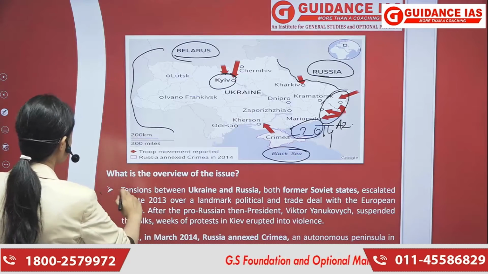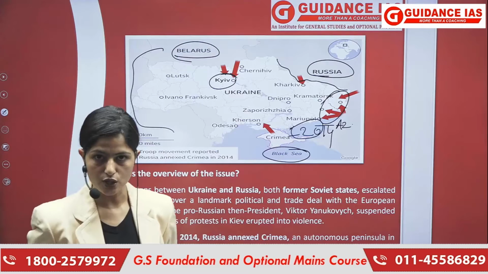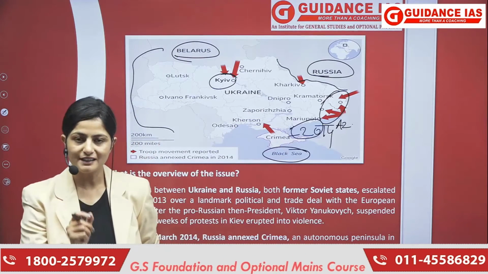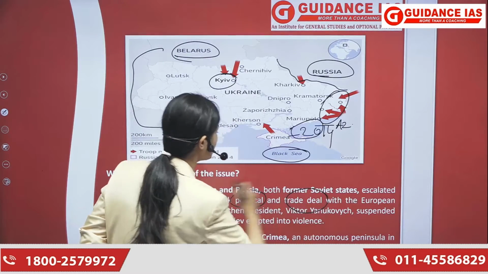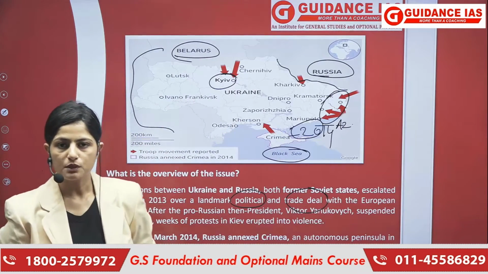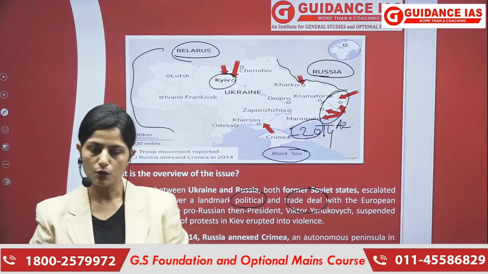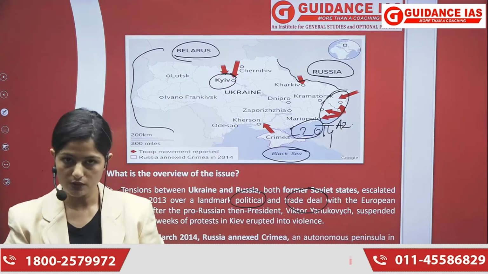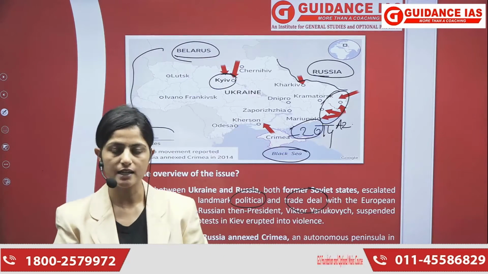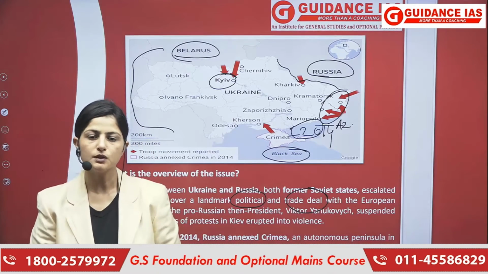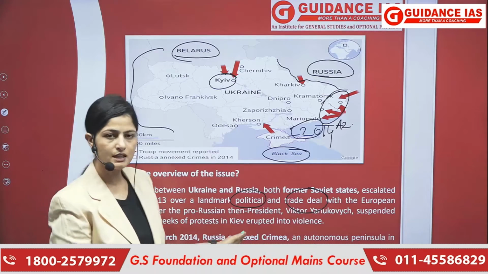The first one was in 2013. What happened? The tension escalated between Ukraine and Russia over a political or trade deal which was supposed to happen between Europe and Ukraine. But the then Prime Minister Viktor Yanukovych was opposing it. He was not in favor of this deal because he was pro-Russian and did not want to have this commitment with the Europeans. So he did not really sign this deal.